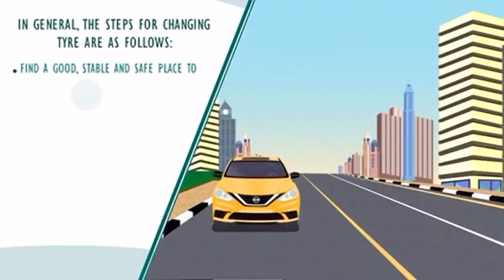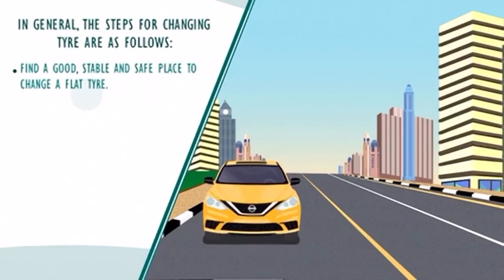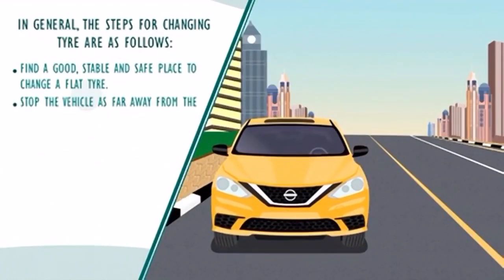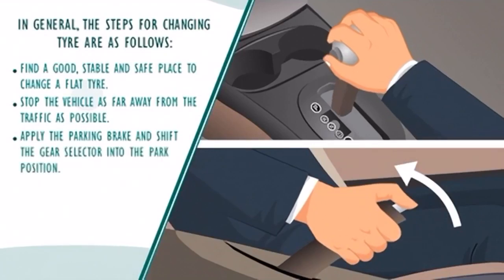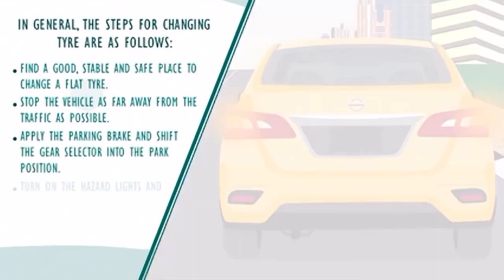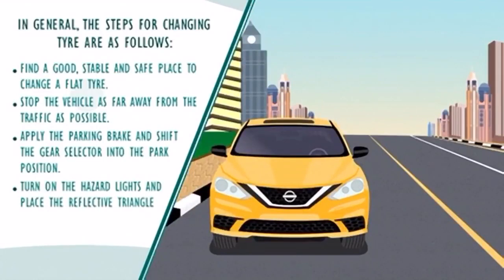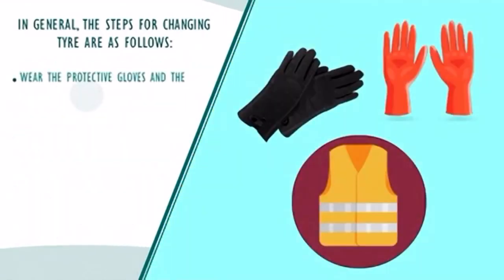Find a good, stable and safe place to change a flat tire. Stop the vehicle as far away from the traffic as possible. Apply the parking brake and shift the gear selector into the park position. Turn on the hazard lights and place the reflective triangle behind the vehicle at a safe distance. Wear the protective gloves and the high visibility vest for safety.